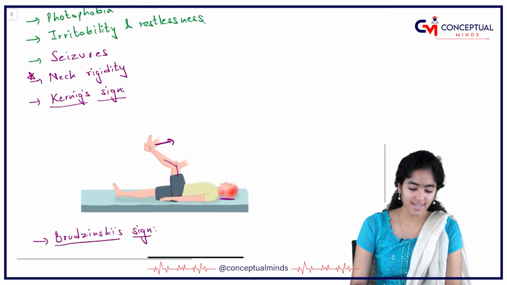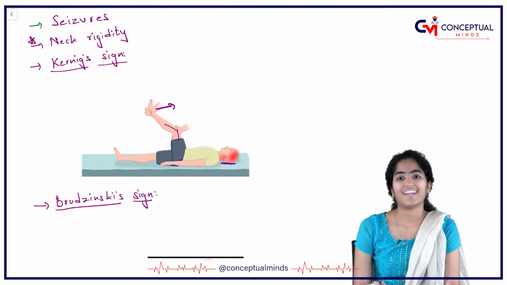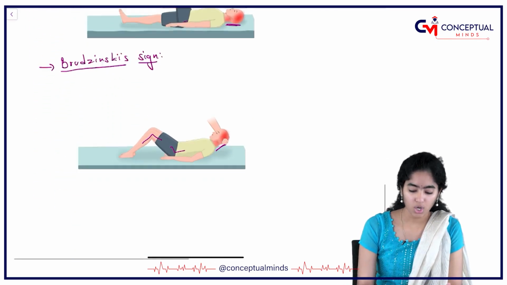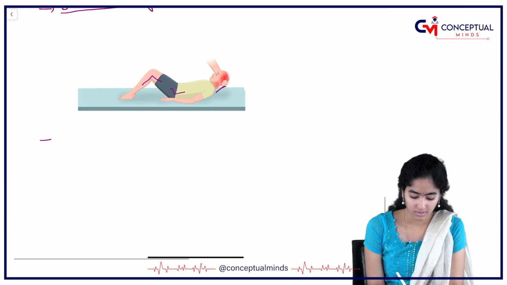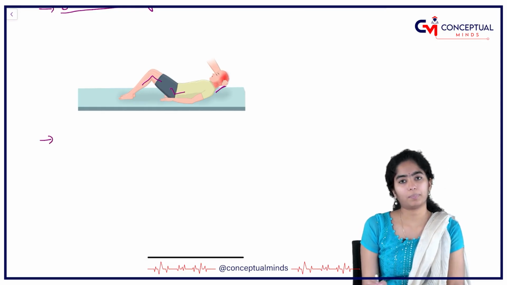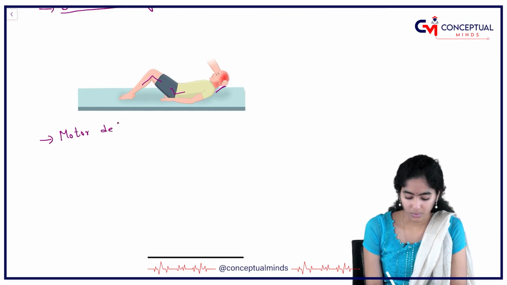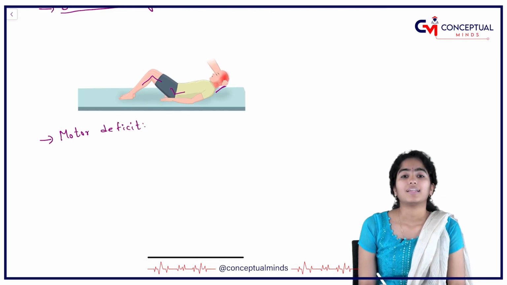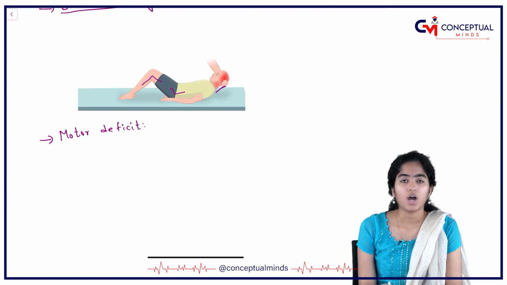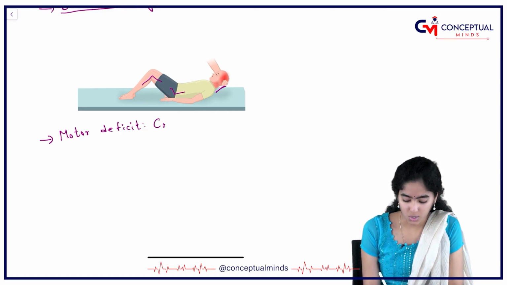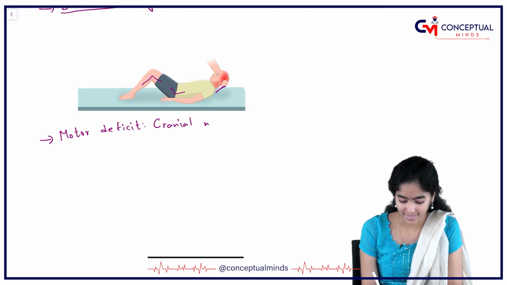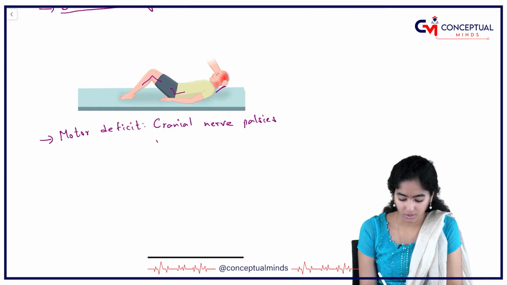So, some specific signs that we have seen are seizures, neck rigidity, Kernig's sign and Brudzinski's sign. Along with these, it's also possible that the patient could have motor deficit. What do I mean by motor deficit? There is either cranial nerve palsy or hemiplegia. Anything is possible. Cranial nerve palsies and or hemiplegia.